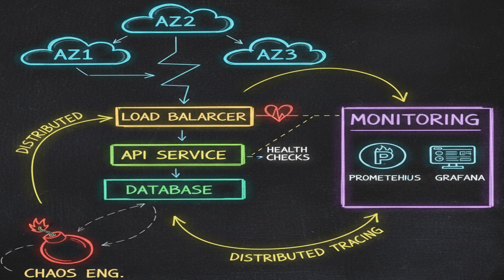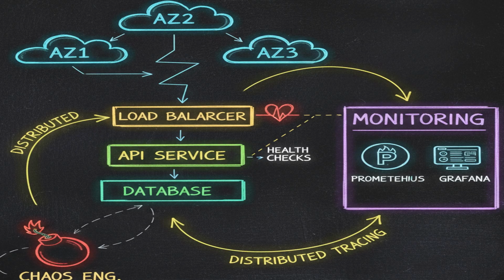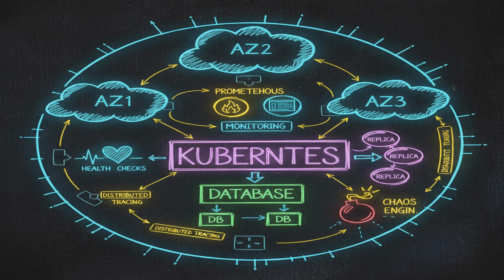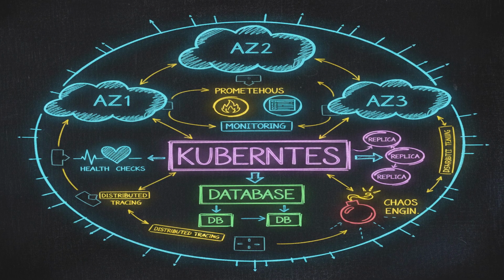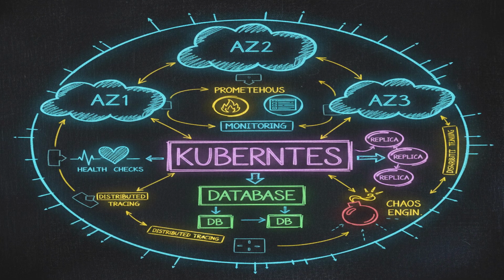We'll use Prometheus and Grafana for monitoring. We'll set up alerts for critical metrics like CPU utilization, memory usage, and error rates. We'll also use distributed tracing to track requests across multiple services. This helps us identify bottlenecks and performance issues.